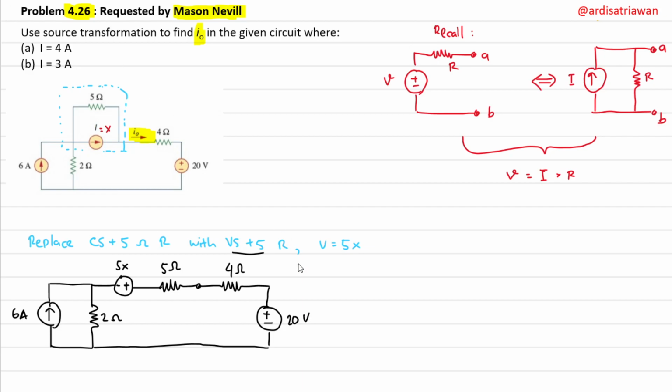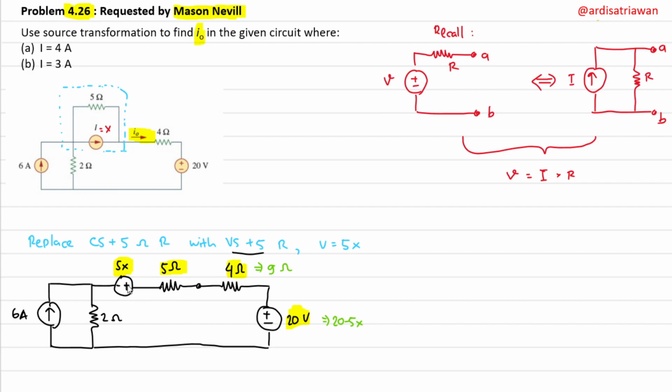Okay, now let's take a look at this resistance here. We have 4 ohm and 5 ohm in series, so this will be 9 ohm, right? 9 ohm. And then we will have 20 volt, but we have 5x here, but the polarity is reverse. So in total we will have 20 minus 5x, right? This will become 20 minus 5x.